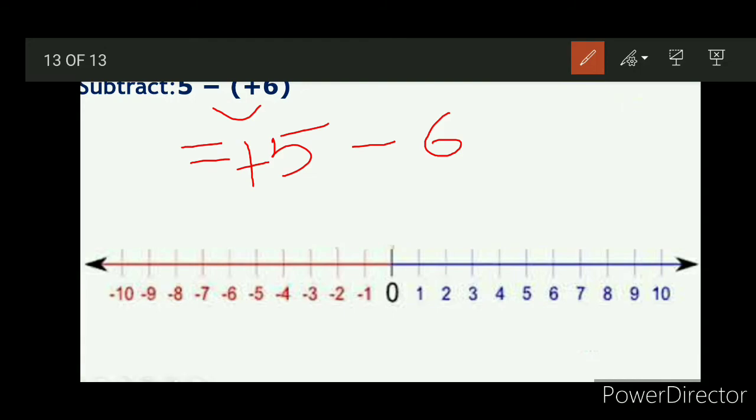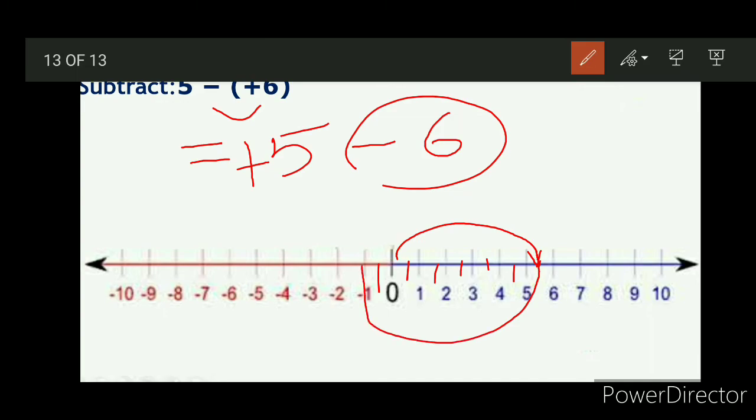So we should start from 0 to its right, because we have plus 5. So 0 to 5. Next we have -6. From 5 we should move 6 units to its left. So 1, 2, 3, 4, 5, 6. From 5 we have to move 6 units to its left. So our answer is -1. Clear, children?